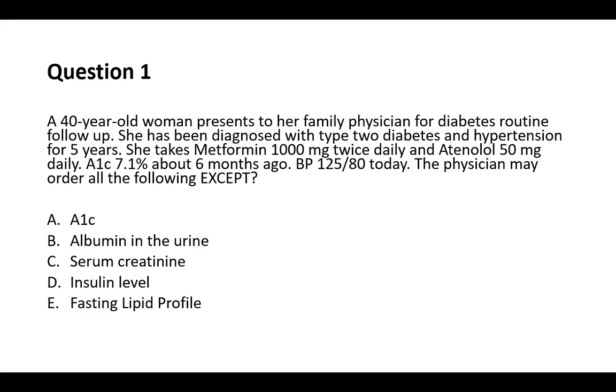A 40-year-old woman presents to her family physician for diabetes routine follow-up. She's been diagnosed with type 2 diabetes and hypertension for 5 years. She takes metformin 1,000 milligrams twice daily and atenolol 50 milligrams daily. A1C is 7.1%, about 6 months ago. Blood pressure is 125 systolic over 80 diastolic. The physician may order all the following except.